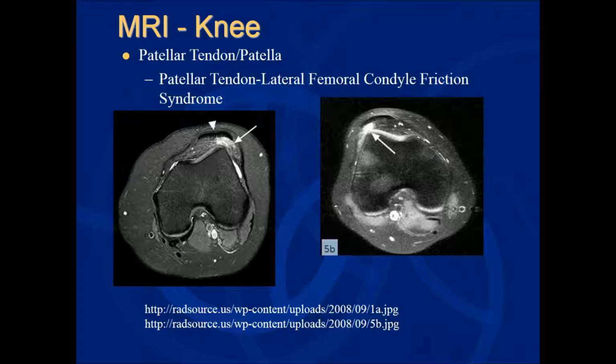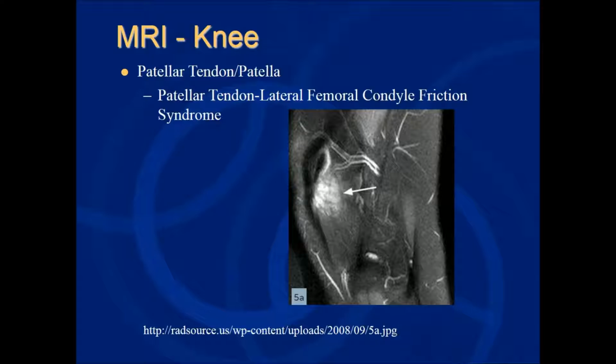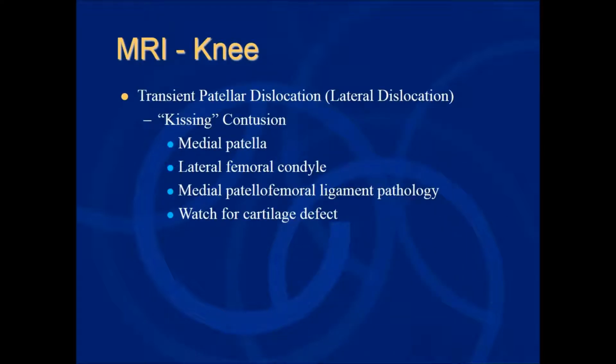We have two axial images here. The arrowhead is pointing at the proximal patellar tendon, so we're at a level just inferior to the patella here. The arrow is pointing to abnormal signal at the fat pad. You can see right there between the patellar tendon and the lateral femoral condyle, hence the name patellar tendon lateral femoral condyle friction syndrome. Here it is on a sagittal image. A little bit hard to orient yourself, but knowing what syndrome we're talking about, you can see the abnormality there.